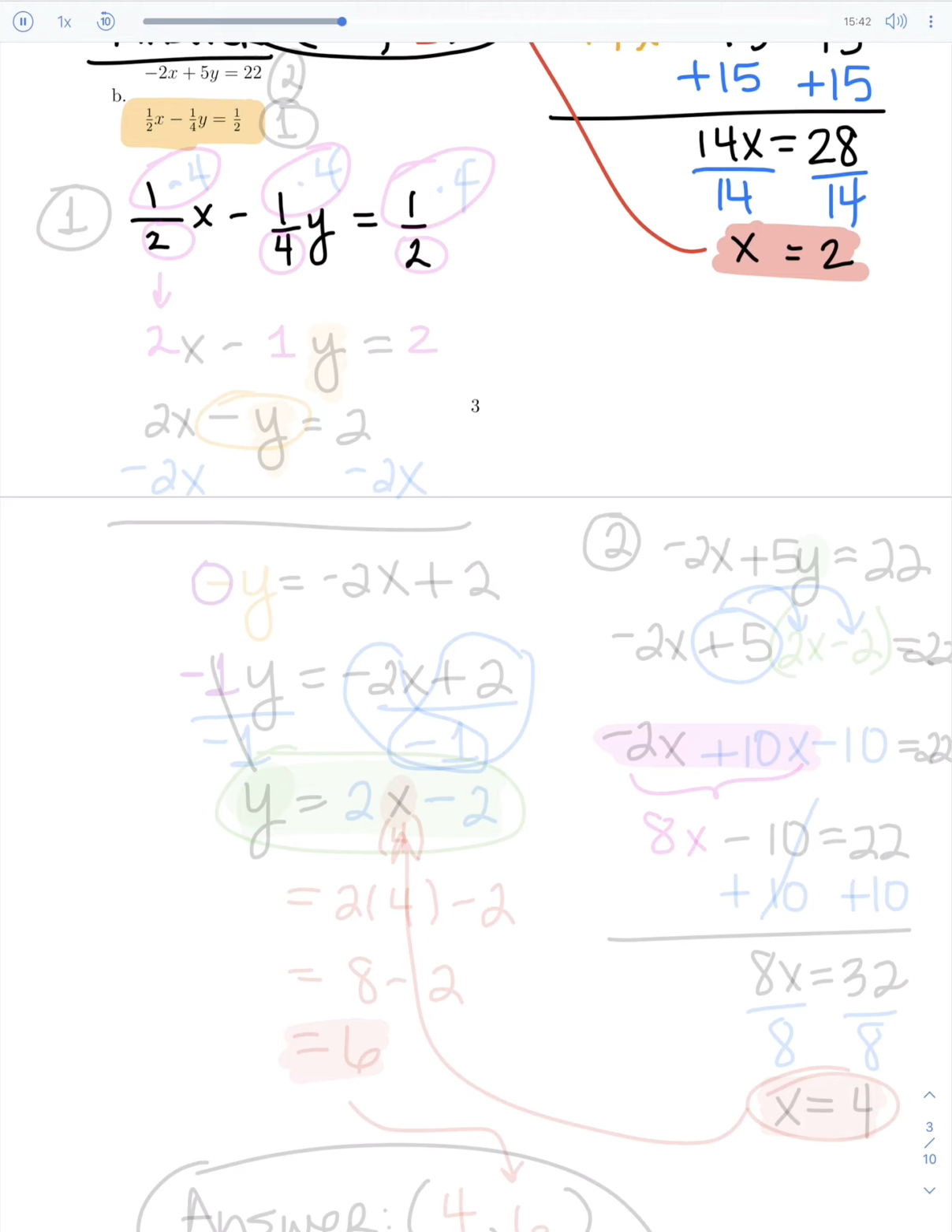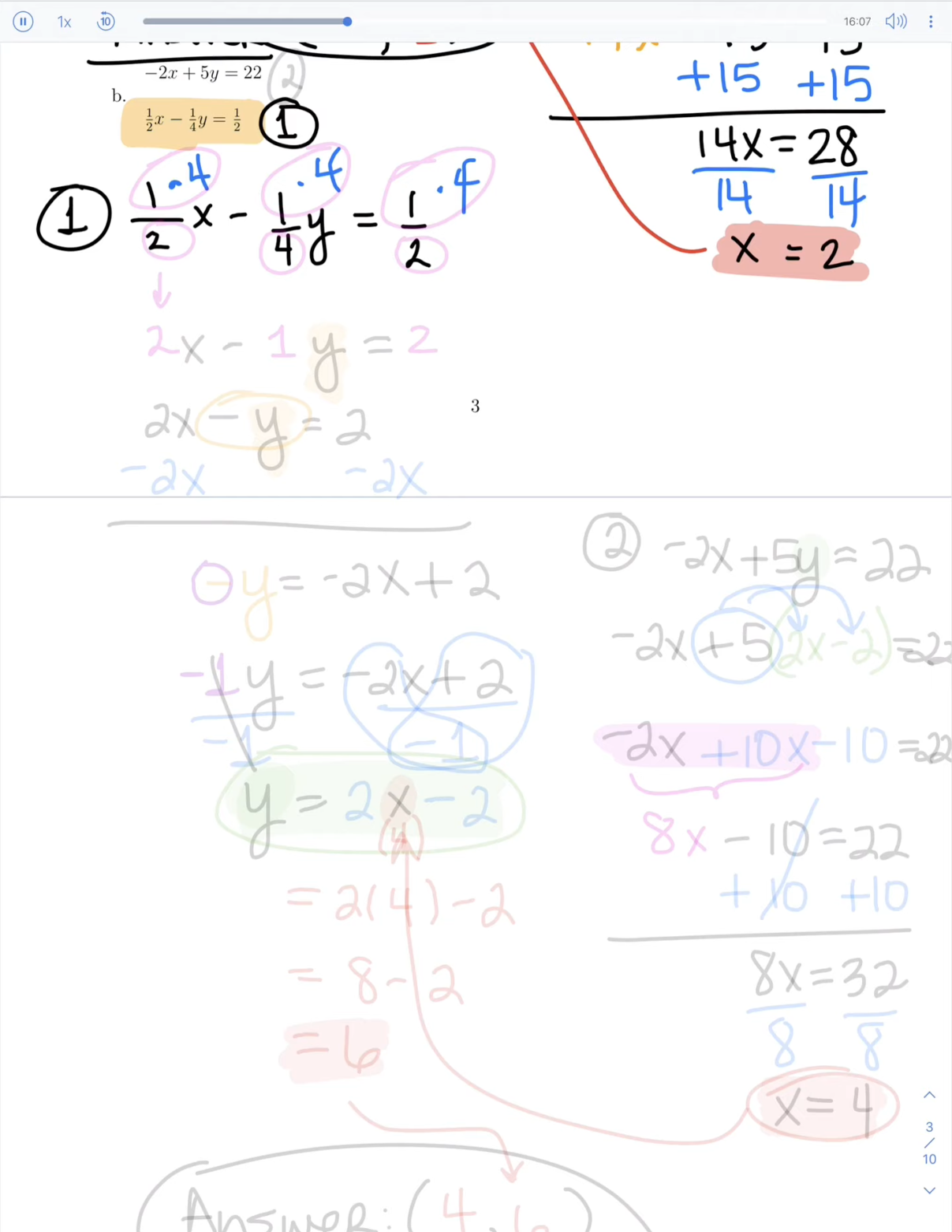To clear all these fractions in one fell swoop on this equation, and I'm going to label this as my first equation, because most likely that's what I'm going to use. We'll have to see though. To get rid of the fractions, I need to multiply everything straight on through on both sides by a 4. So let's see how that helps me.